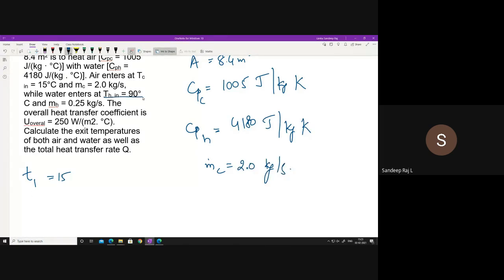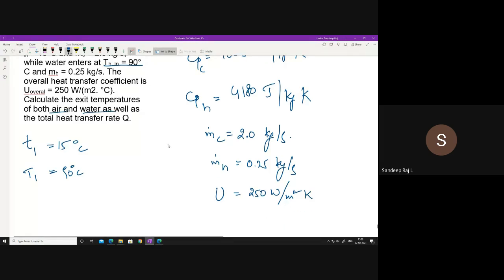Then Th in is capital T1, Tc in is small t1. Inlet కి 1 చూపిస్తాము, 90 degrees centigrade, 15 degrees centigrade. m dot h కూడా ఇచ్చారు 0.25 kg per second. Overall heat transfer coefficient కూడా ఇచ్చారు, U is equal to 250 watt per meter square Kelvin. Calculate the exit temperatures of both air and water. He is asking you to find small t2 and capital T2. He is asking you to find Q also. This is the question here.